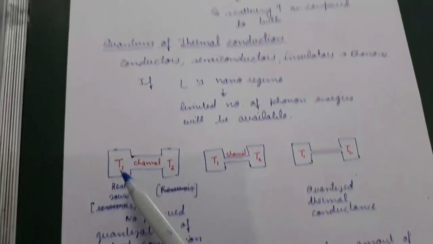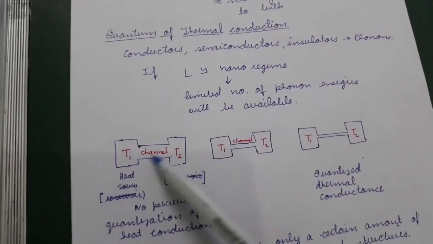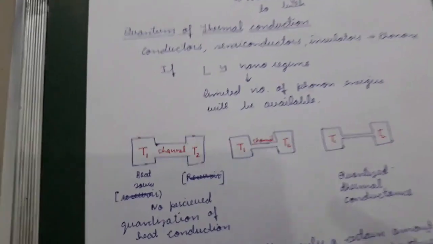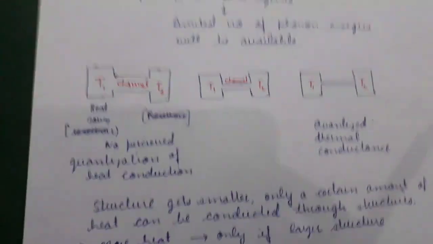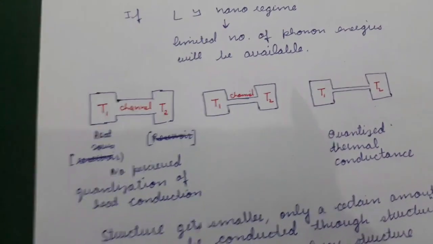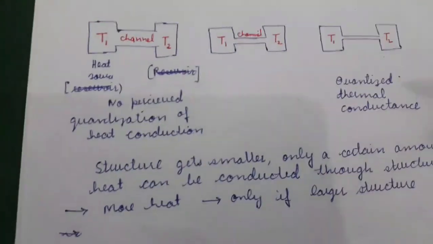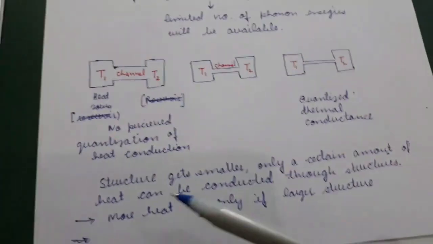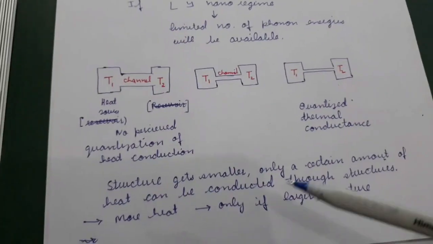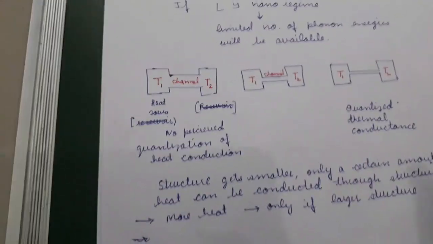So let us say that you have a heat reservoir and a channel connected to it. The heat will flow through this channel very easily if the size of the channel is in the micrometer range. But as the size of the channel decreases, the quantization of heat conduction, although heat is always quantized, cannot be seen unless the size of the channel is of the order of the nanometer range. So these channels will actually allow a quantized thermal conductance. If the structure gets smaller, only a certain amount of heat can be conducted through it. And if we want more heat to flow, we will have to increase the size of the material.